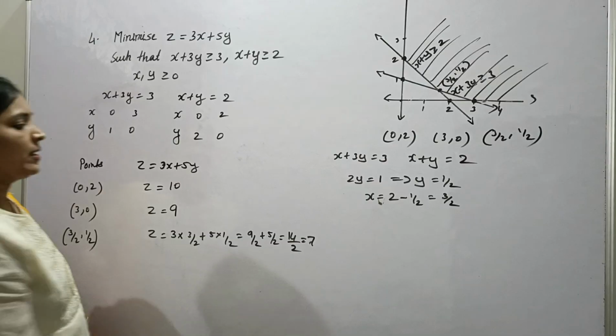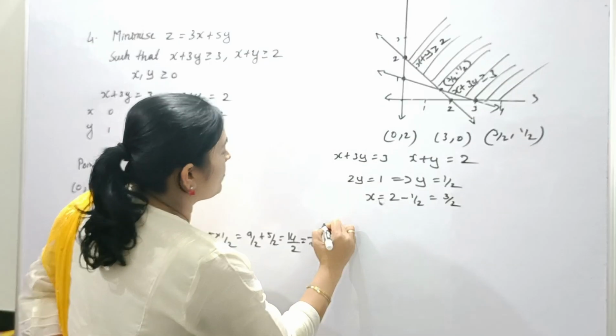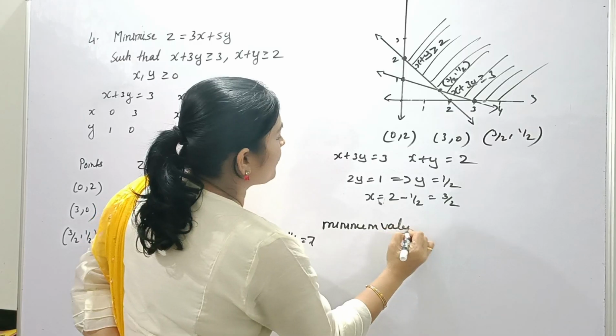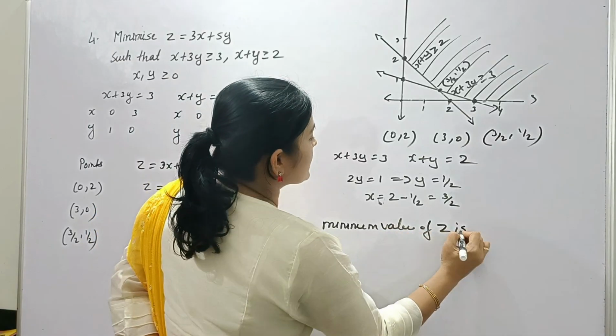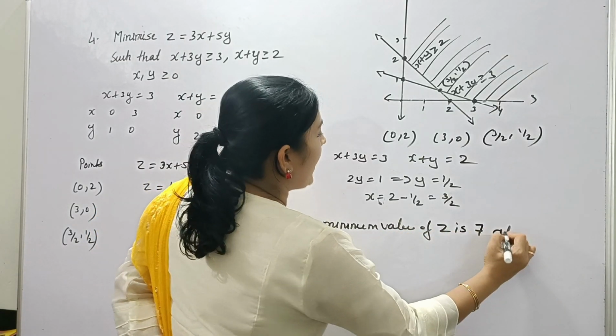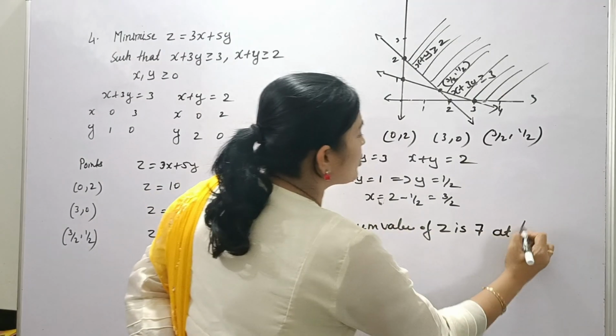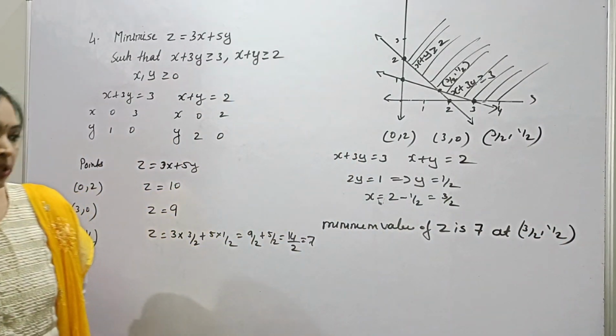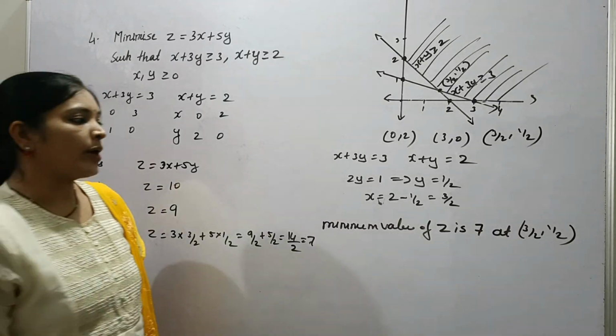Okay. So here the minimum value of z is 7 at which point? (3/2, 1/2). That is x is equal to 3/2 and y is equal to 1/2.